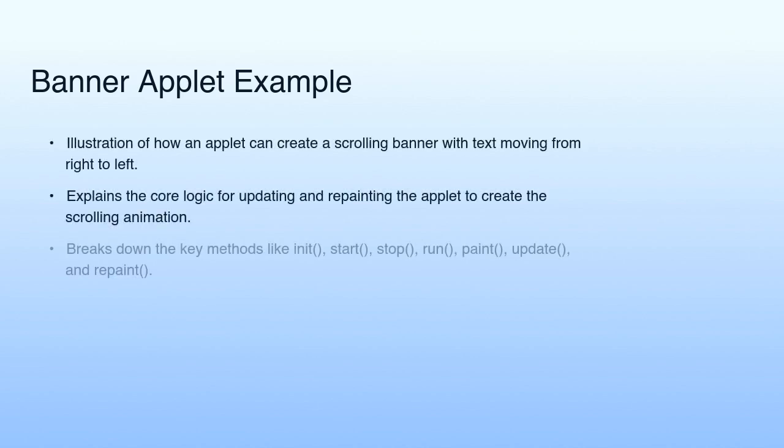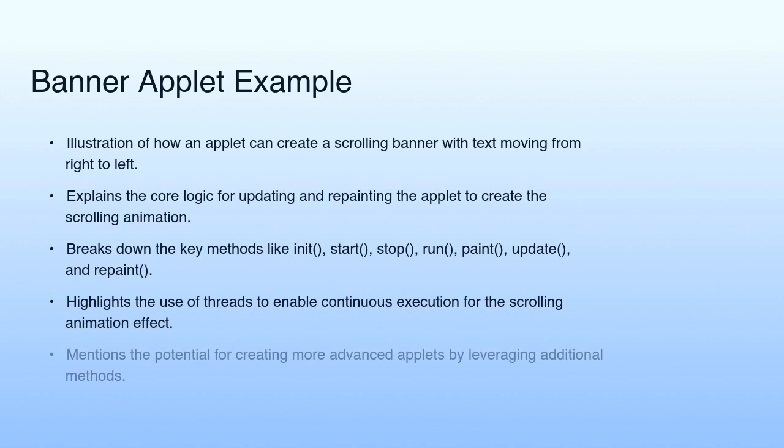An illustration of how an applet can create a scrolling banner with text moving from right to left. The core logic involves updating and repainting the applet to create the scrolling animation effect. Key methods like init, start, stop, run, paint, update, and repaint are utilized, along with threads enabling continuous execution for the animation.